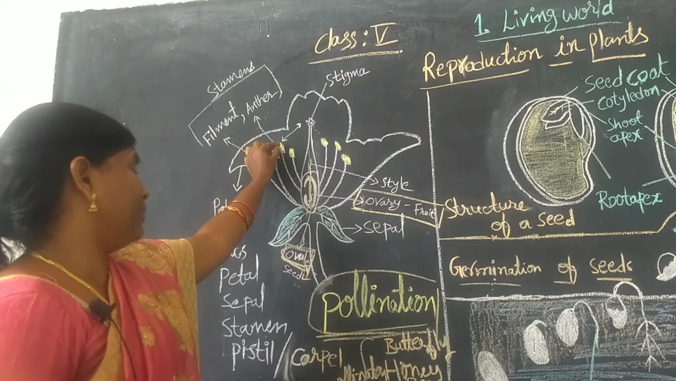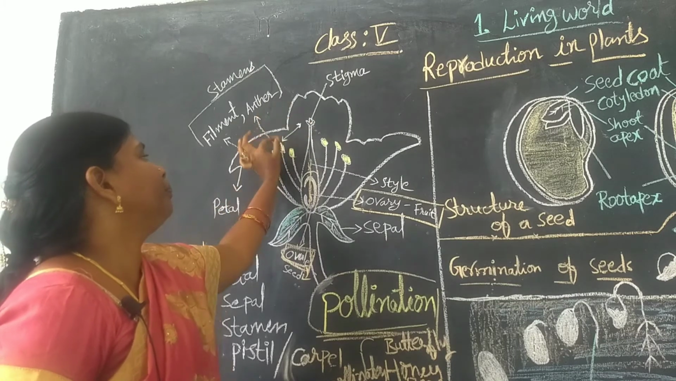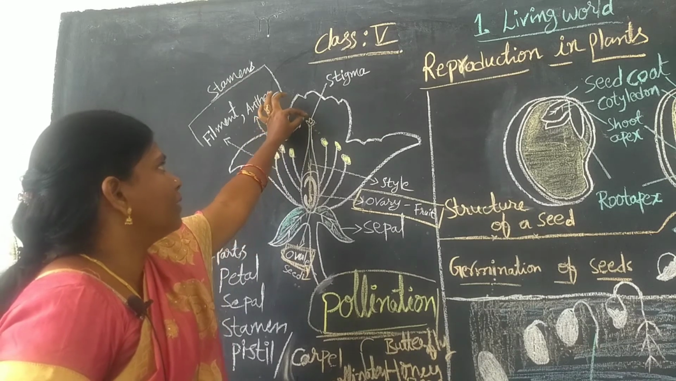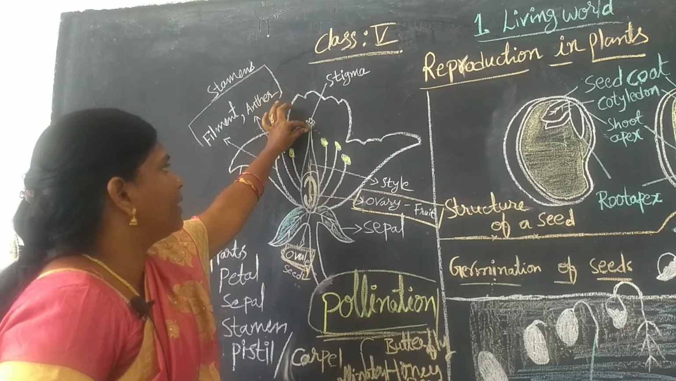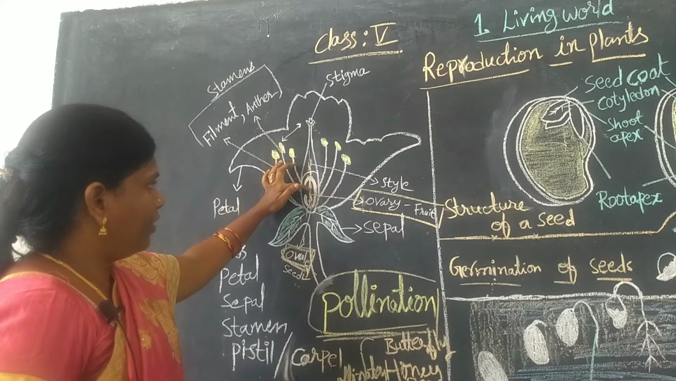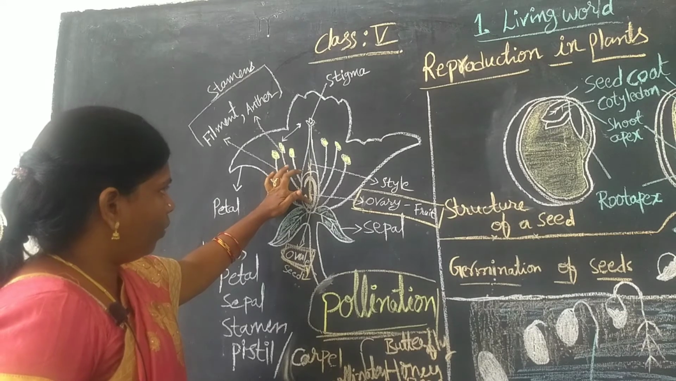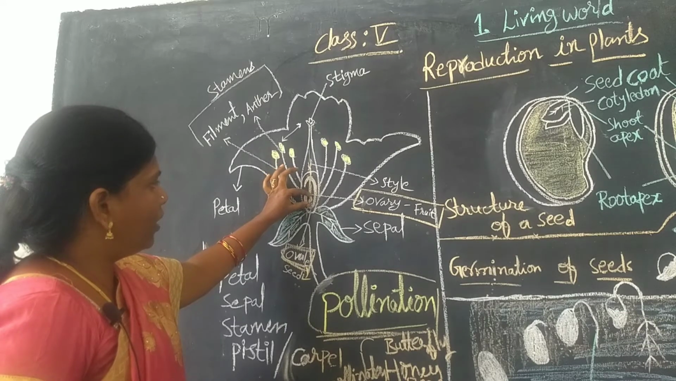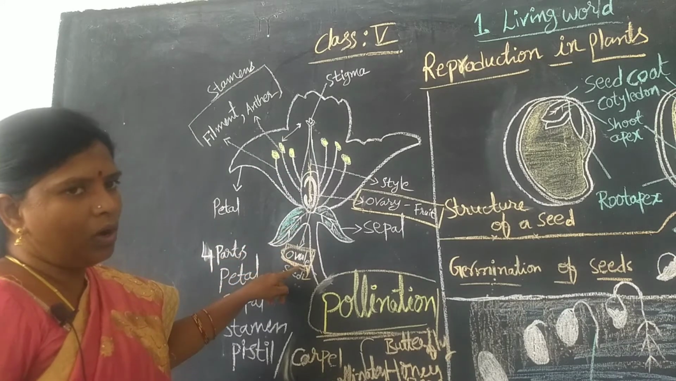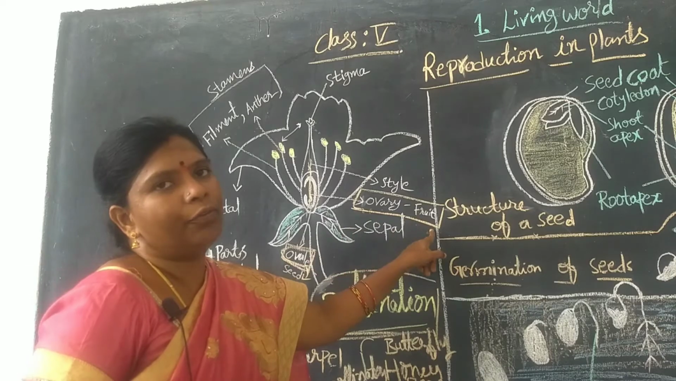When they sit on the anther and move to the stigma, whatever pollen grains are held by the stigma, they send to the style, and later it comes down, is held by the ovary, and the ovary fertilizes them. Then the ovule becomes the seed, and the ovary becomes fruit.